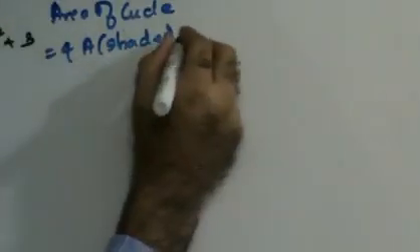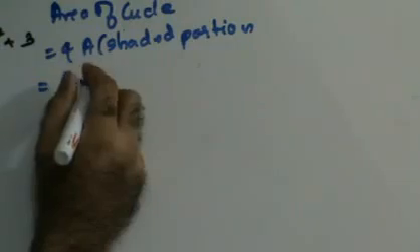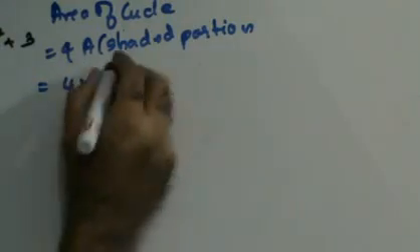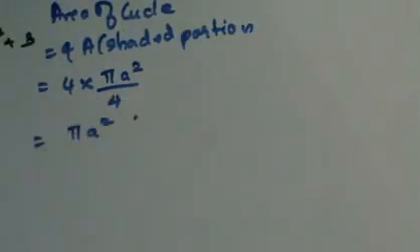That is the area of the shaded region in the first quadrant. But what is the circle made up of? The circle is made up of such 4 quadrants. Therefore, what will be the area of the circle? The area of the circle will be 4 times the area of the shaded portion. The area of the shaded portion we just found out as pi a square by 4. So the area of the circle is going to be pi a square.